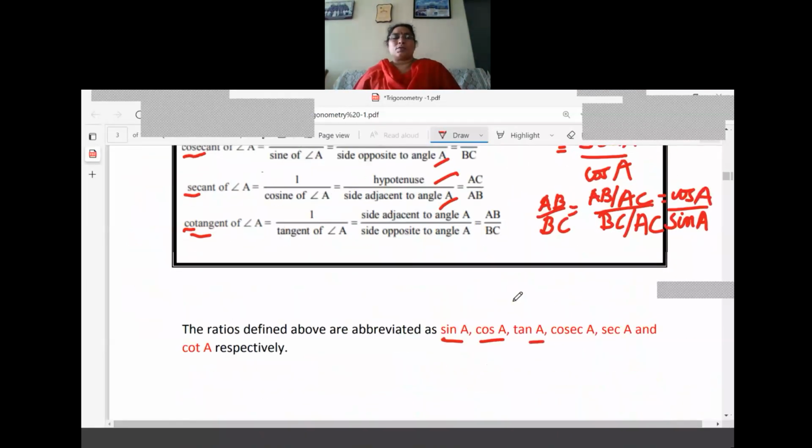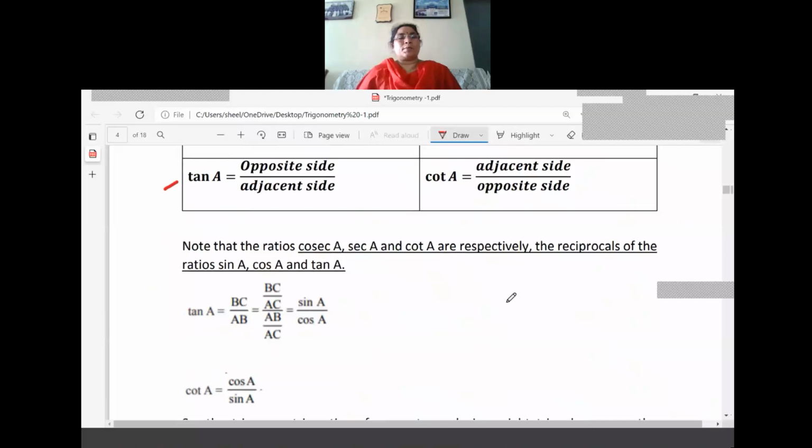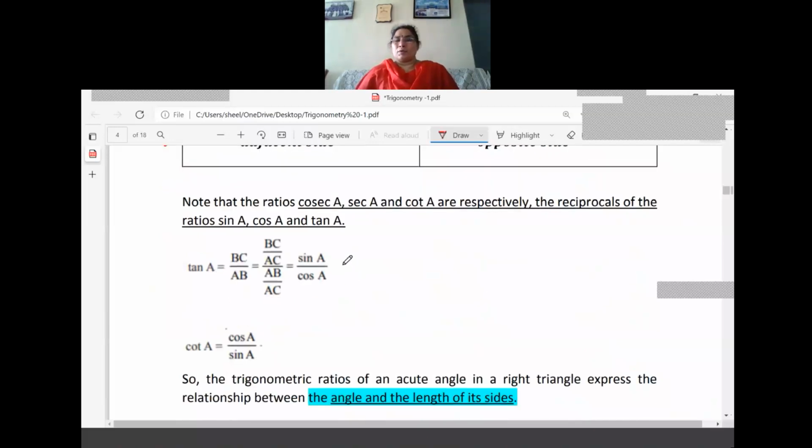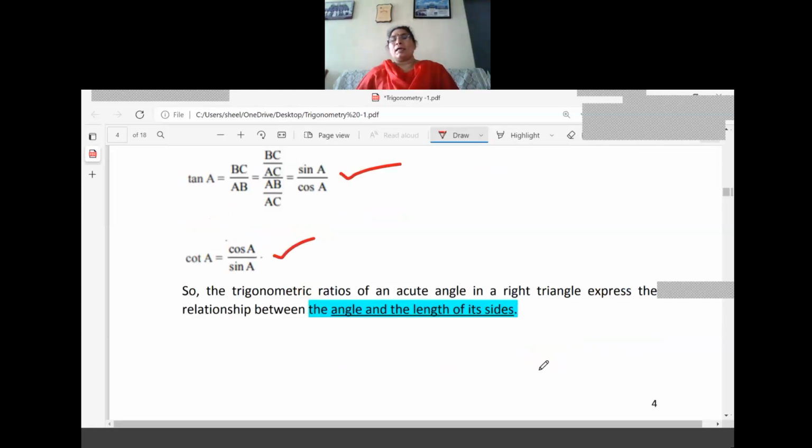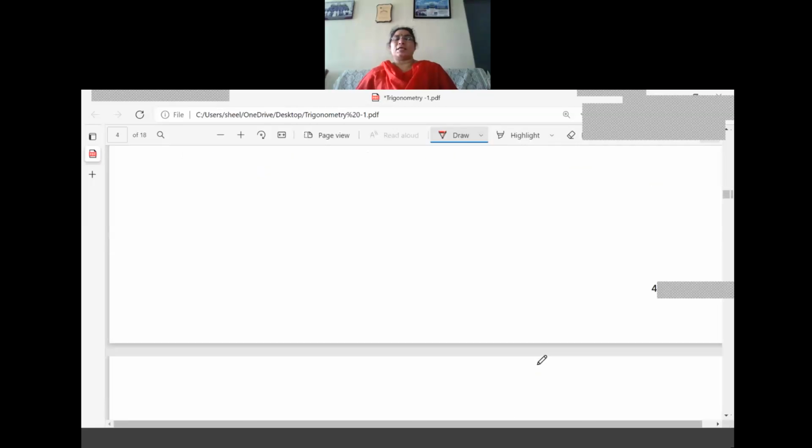Tan also we got. So now we'll go back to the formula again. Tan A equal to sine A by cos A. I think it is clear now. What is cot A? The reciprocal of tan, as we already learned. So we know that it is cos A by sine A. So we have learned some formulas today. The trigonometric ratios of an acute angle in a right triangle express the relationship between the angle and the lengths of its sides only.